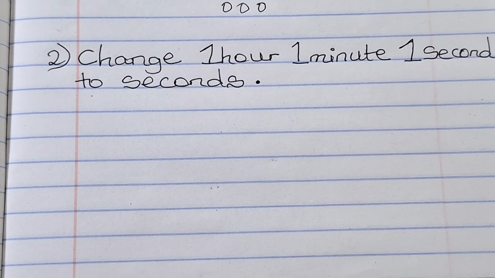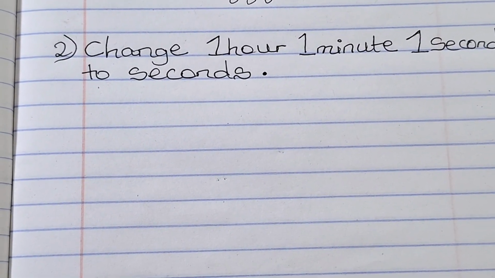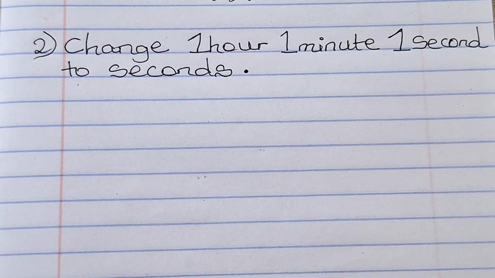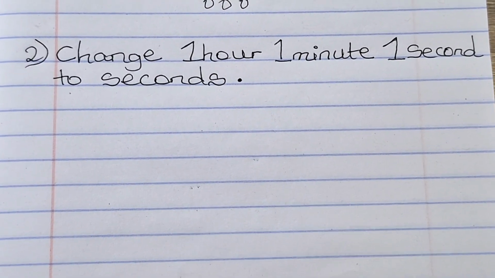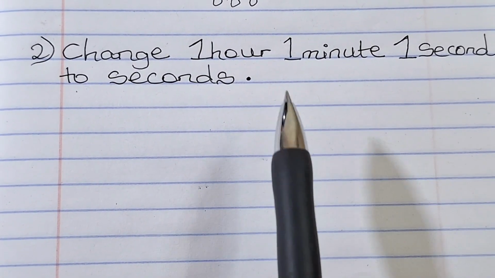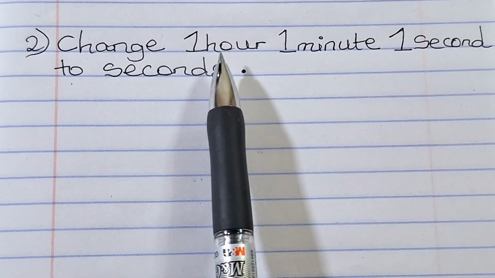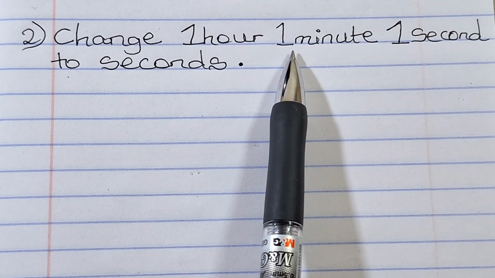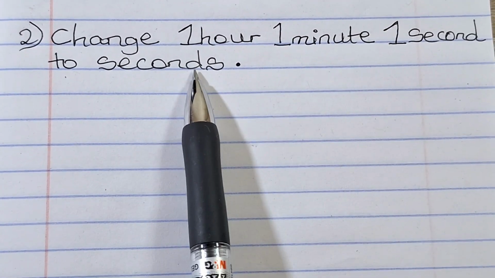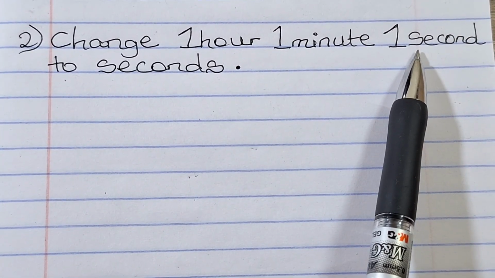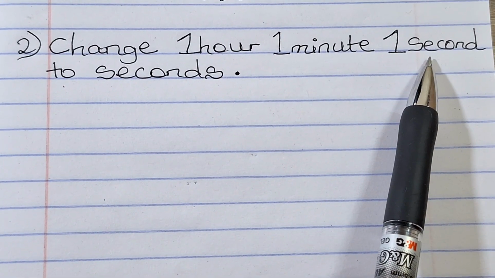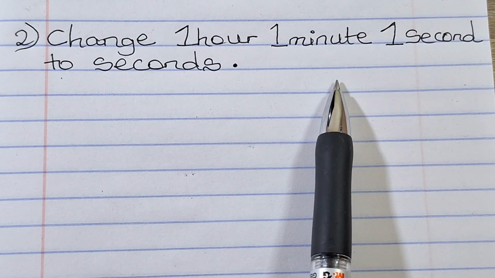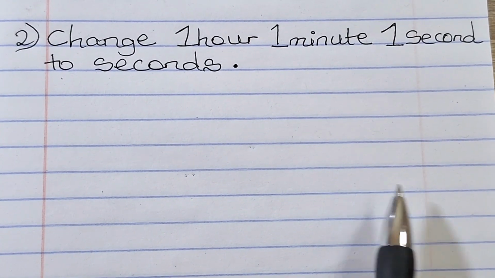Here's our second question for today, and it says change 1 hour, 1 minute, 1 second to seconds. So you're going to take this one after the other. You change 1 hour to seconds first, then you change 1 minute to seconds, then 1 second is already in seconds, so there isn't any need to do anything about it. So when you're done, you add up all your seconds together.